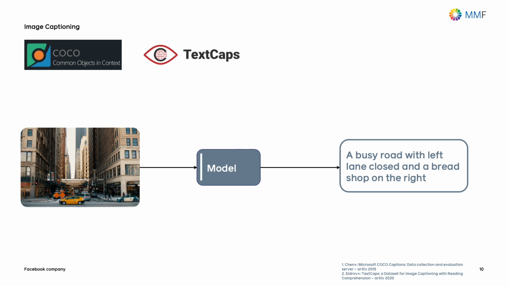Another task that is very popular in the vision and language domain is image captioning, where we take in an image, pass it through the model, and generate a caption based on the image. TextCaps is a variation of image captioning, similar to TextVQA, but which requires reading text in the image to generate the description.